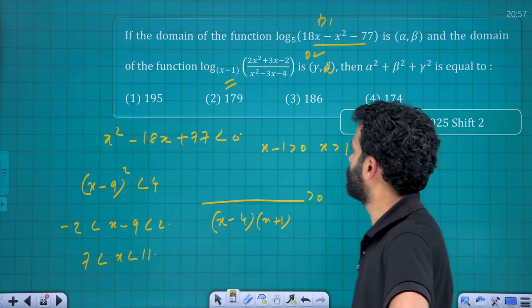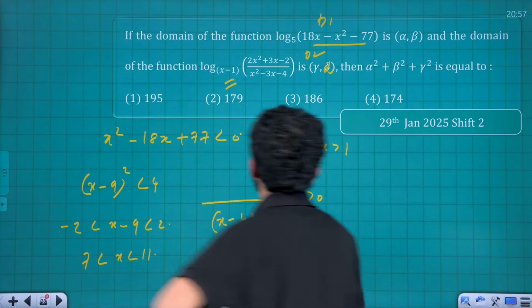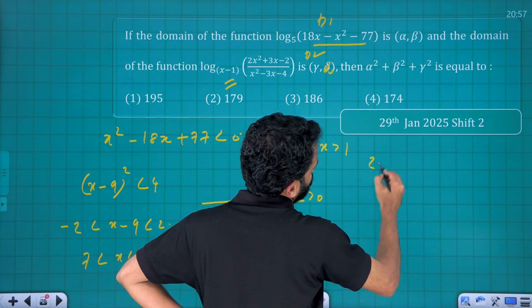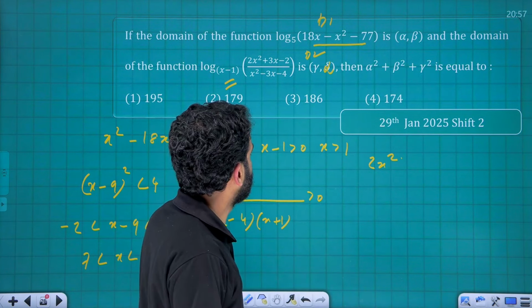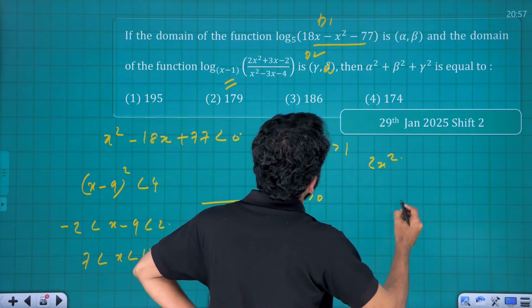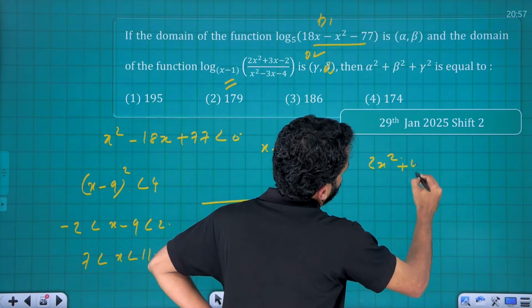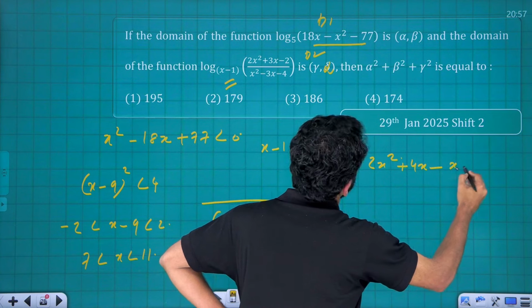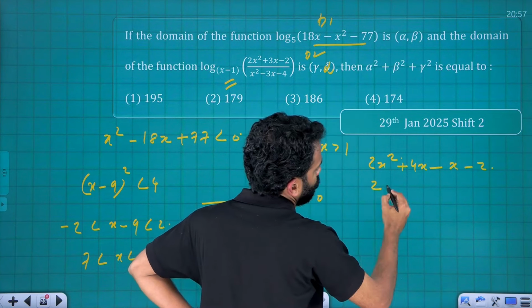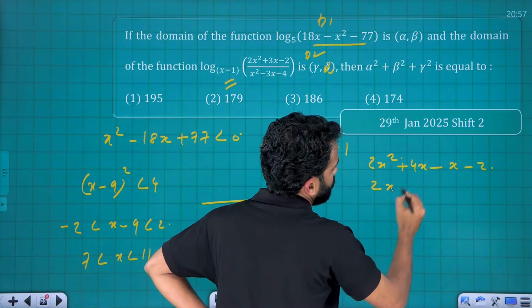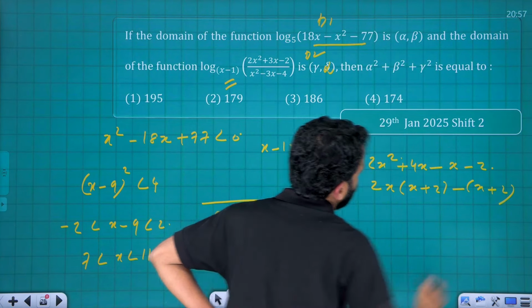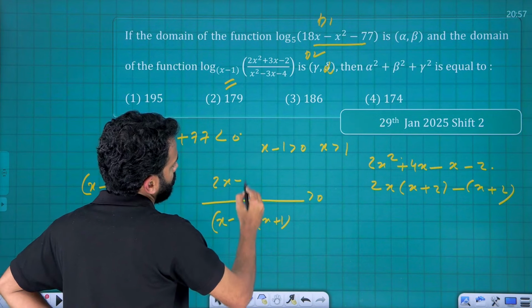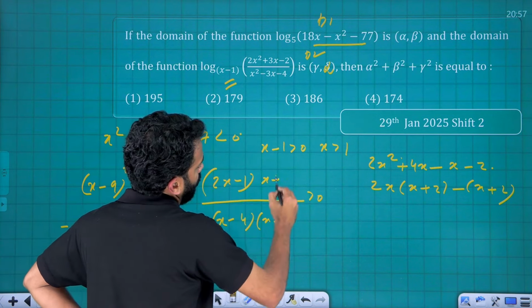How are you going to formulate this one? 2x square plus 3x minus 2. That is 2x square plus 4x minus x minus 2. Take 2x outside, it will be 2x into (x plus 2) minus (x plus 2). That is (2x minus 1) into (x plus 2).